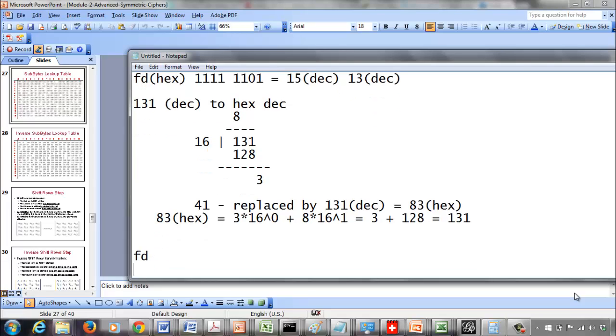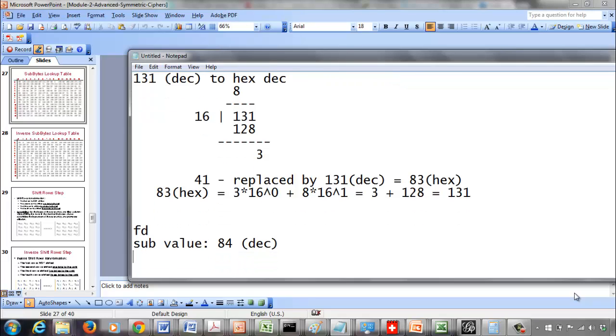And we found out the substitute value is going to be 84 in decimal, and if you convert 84 to hexadecimal, if you divide 84 by 16, the quotient is 5 and the remainder is 4. So that is 54 in hexadecimal. 5 and 4 can be written as it is in hexadecimal. So FD is going to be substituted with 54.